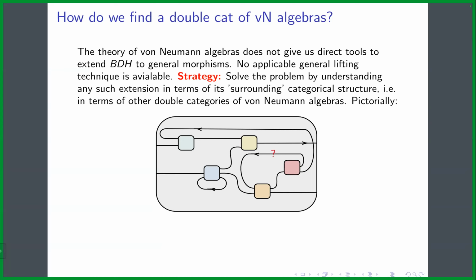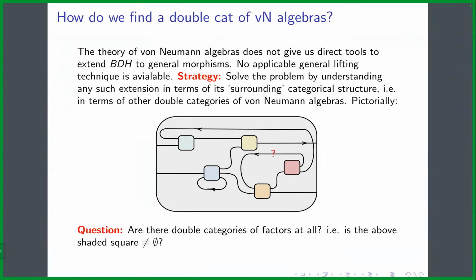So yeah, we would have this, and then the question mark would be the double category of factors that I'm looking for. And so I want to know what surrounds it in this double category, and in terms of that, sort of guess what this double category would look like. So the obvious question was, are there any double categories of factors at all? So is this gray shaded region or gray shaded square non-empty? So yeah, that was the first question.